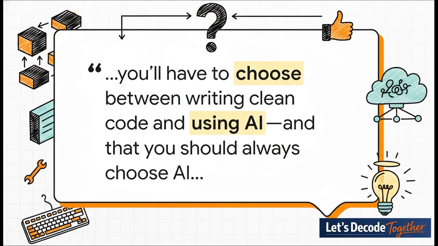I'm sure you've seen posts like this, some tech guru on social media saying something like, as an engineer, you have to choose. Either you write clean, professional code, or you use AI, and you should always pick AI because it knows everything. It creates this false idea that you have to pick a side.